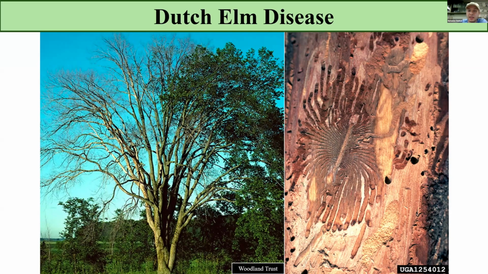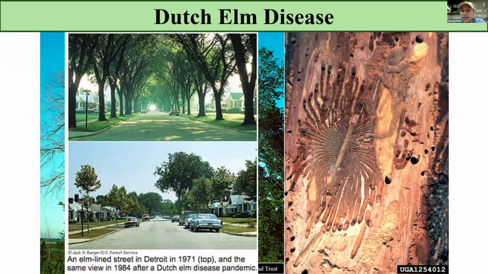To give you an idea of what this looked like in urban areas, this is a before and after. The before is the top picture, not the bottom one. In Detroit, just in the period of 13 years, pretty much all of the trees needed to be replaced with these little saplings. And you can imagine the impact that this had in forested regions, on some of our native ecosystems.